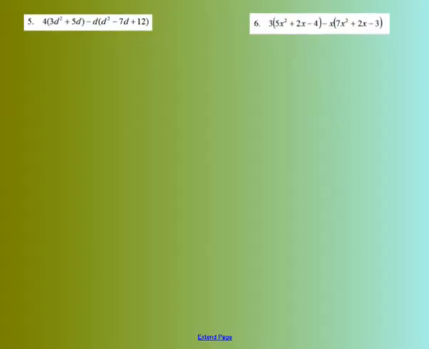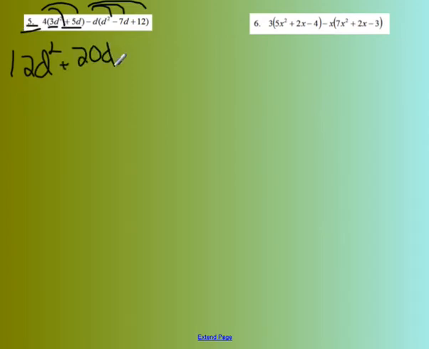So next, let's start by taking a look at number 5. So we're going to take that 4 and distribute it in, and we're going to take that negative d, or opposite of d, and distribute it in. So 4 times 3 is going to be a 12, and we're just going to keep our d squared there. 4 times 5 is going to be a 20, and then we're just going to have d.